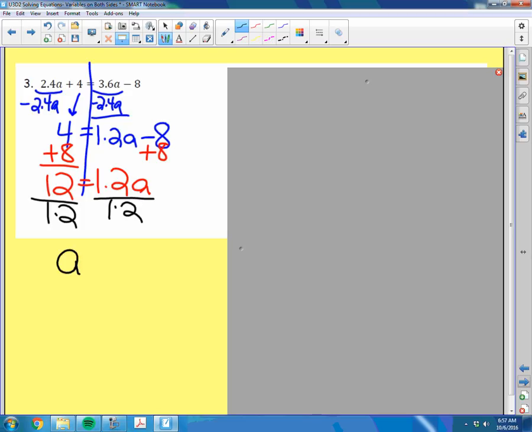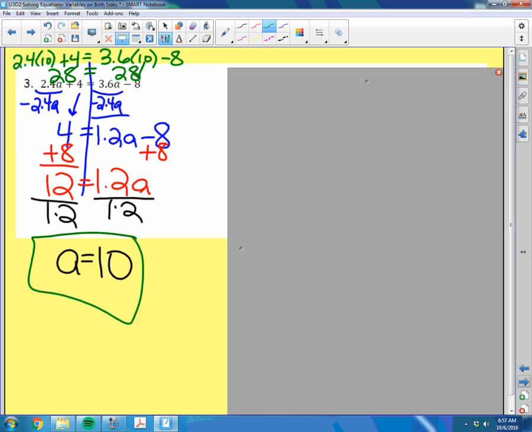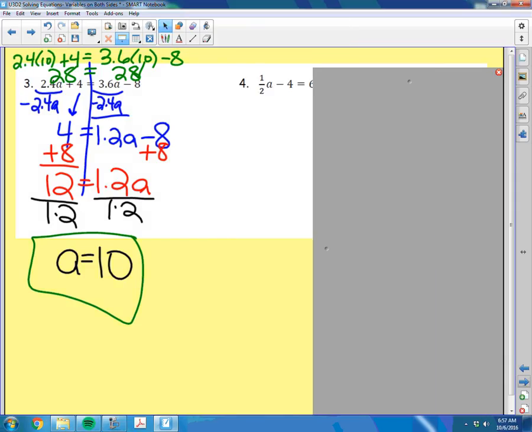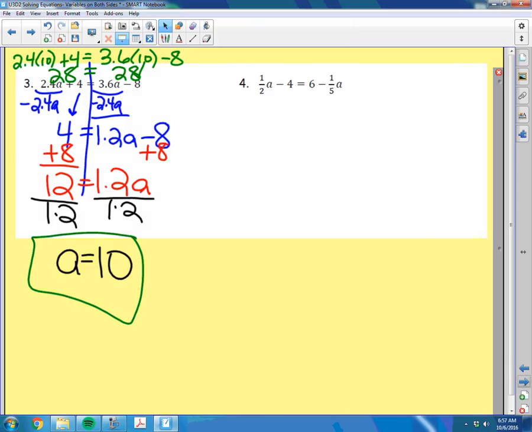And I have an a value of 10. Again, I'm going to plug that in. I have 2.4 times 10 plus 4 equals 3.6 times 10 minus 8. This is 36 minus 8, which is 28. This is 24 plus 4, which is 28. My check is good again. That makes that definitely my answer. It's the value of a that makes it all true.